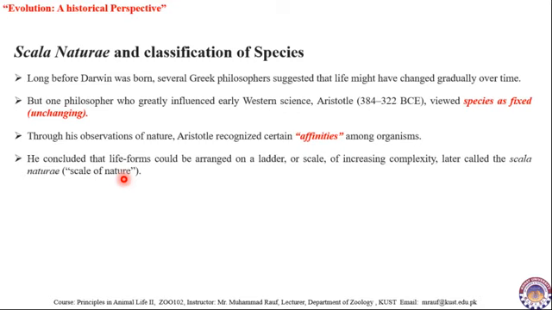So it was Aristotle who arranged living organisms in such a scale, and it was called Scala Naturae or scale of nature. Each form of life, perfect and permanent, had its allocated rung on his ladder.